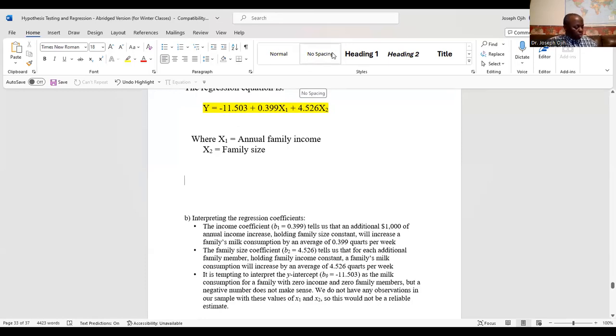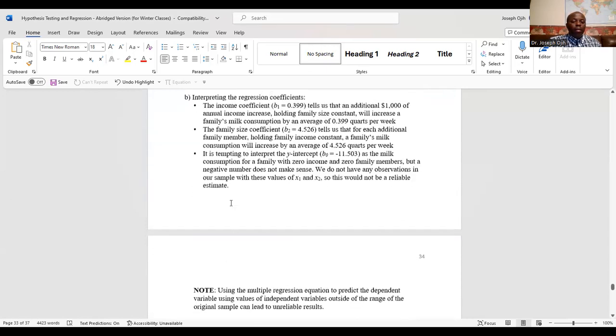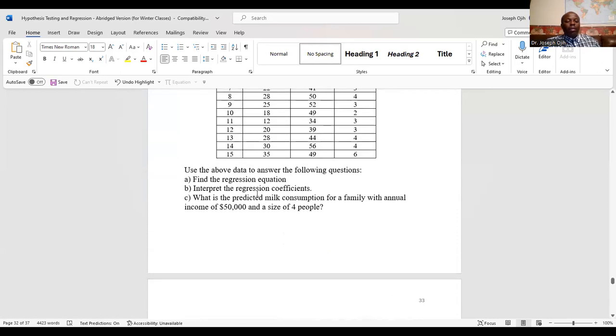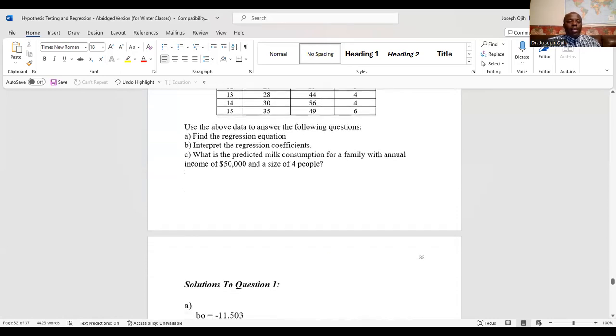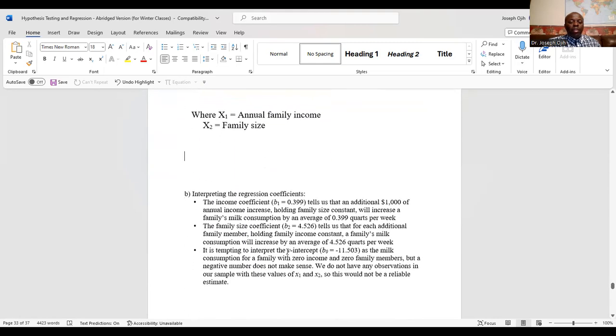Any question in what we have done so far? Any question? Okay. Now, since there's no question, we have answered part A and part B. Part A is the regression equation and part B is the interpretation.